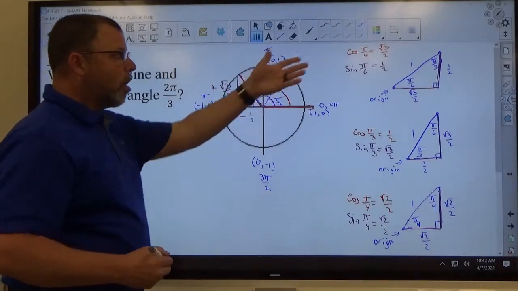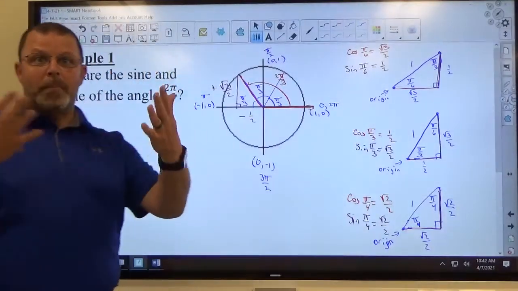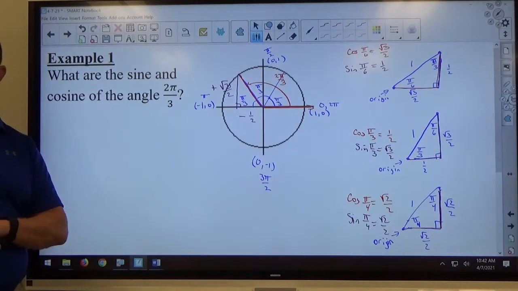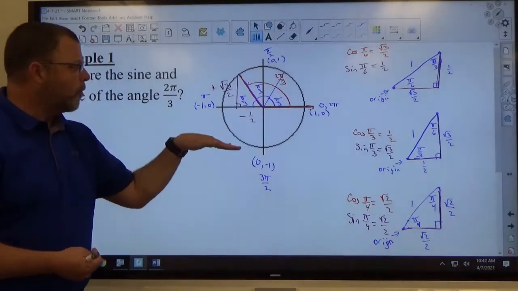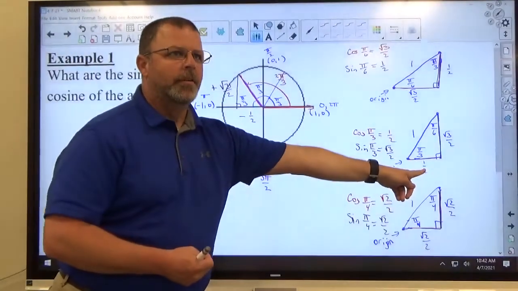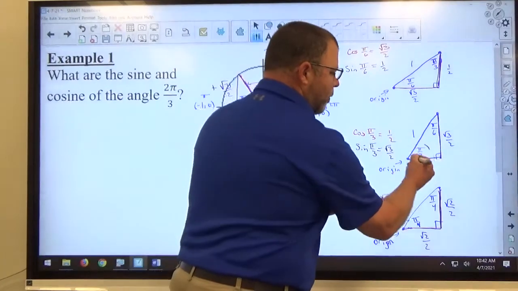The answers are always these numbers. They're either positive or negative, those numbers. So it's up to you to determine, based on its position, what quadrant you're in, which direction you're moving. I'm moving left, so that's negative. I'm moving up, so that's positive. The number's 1/2 because the number's 1/2. The number is the square root of 3 over 2 because my origin angle is pi over 3.